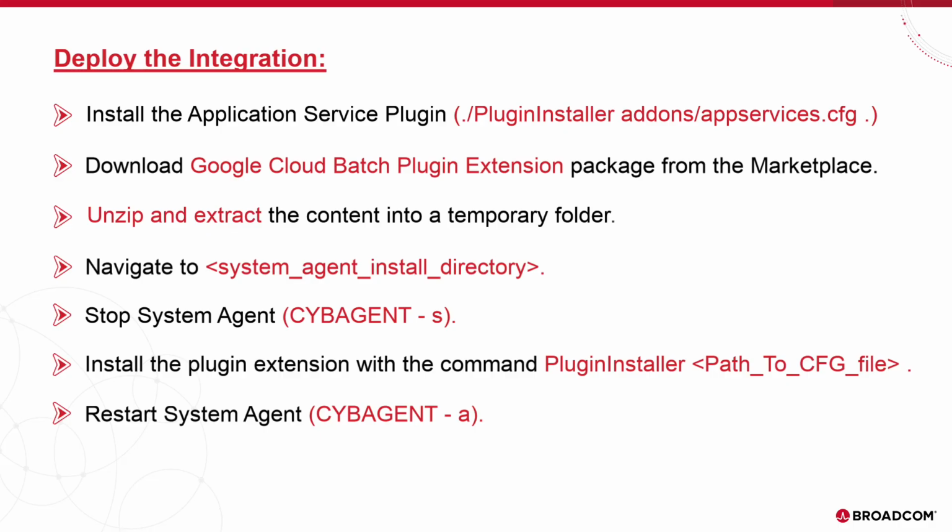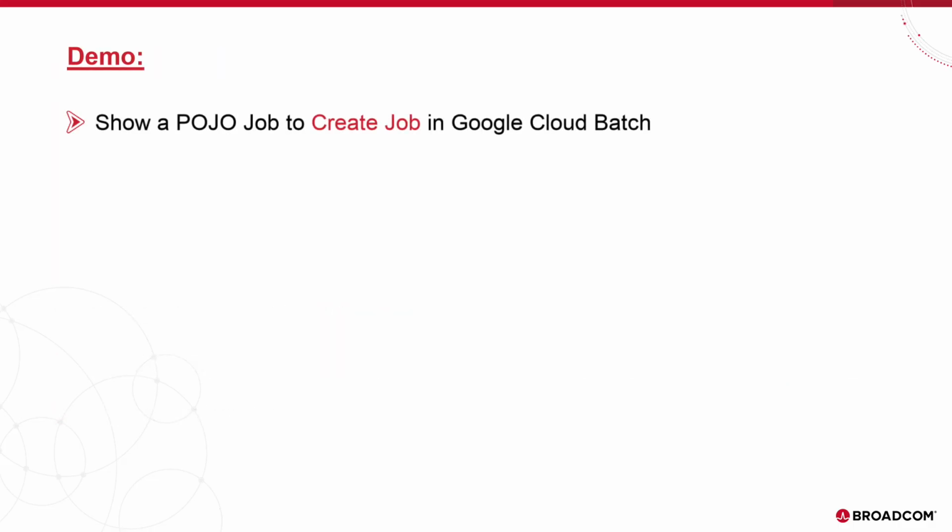Remember, this integration uses the Google Cloud Batch Public REST API. We will run a Google Cloud Batch POJO job in AutoSys. First, let's establish communication with the Google Cloud Batch server. After establishing communication, we can execute and supervise the job.